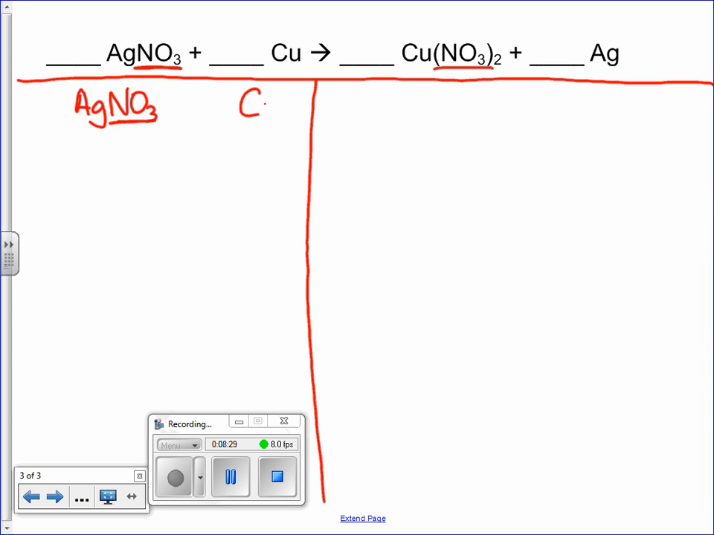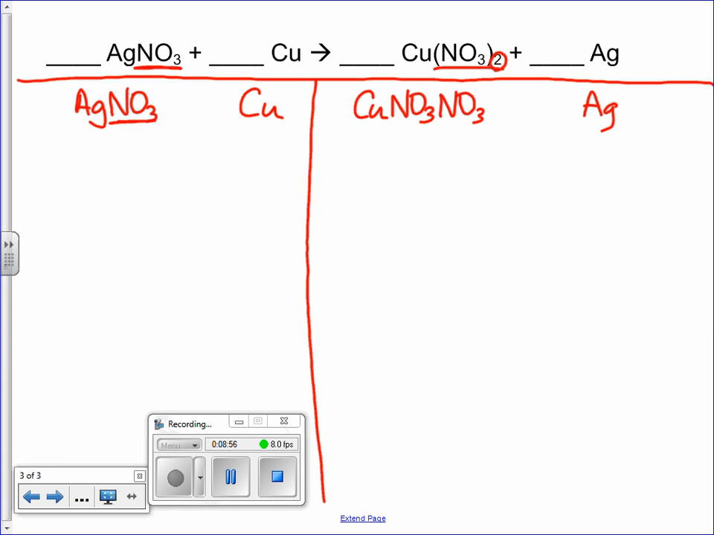Then I write my copper. There's only 1 of those. Here I have 1 copper, but notice I have 2 nitrates. So I'm going to write it out twice, because remember, I said I'm treating nitrate as its own unit. And then I have 1 silver over here. Okay, so now it's written out longhand.